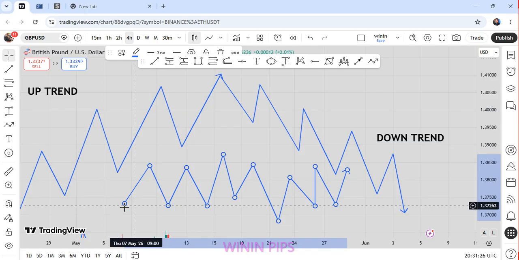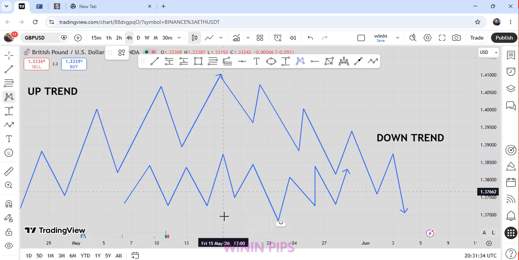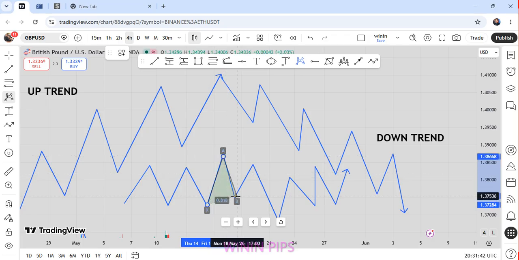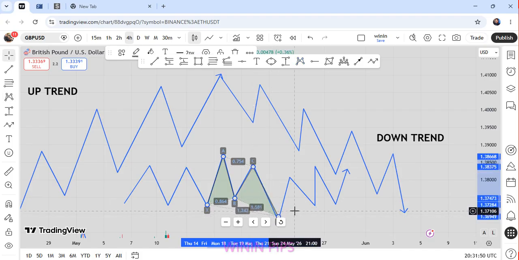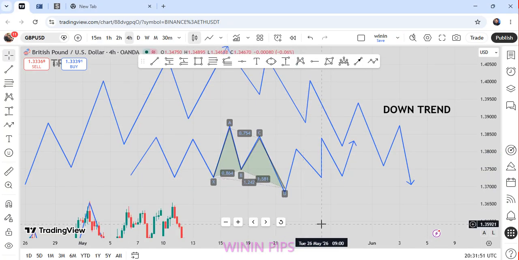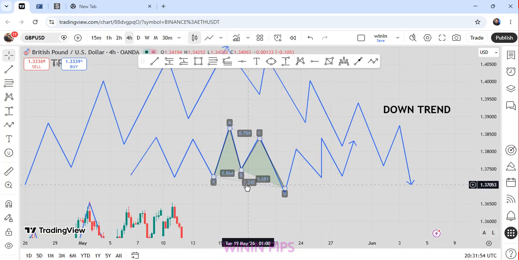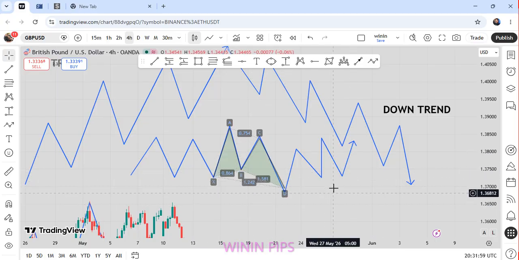So mostly we get certain patterns here. That's an advanced pattern. That's where you get the crab, the cypher, the butterfly, the shark. So this is a pattern. This is one of the patterns. Okay, so this is a butterfly. This is roughly somewhere a butterfly. So as you advance through this course, you get to know all this.